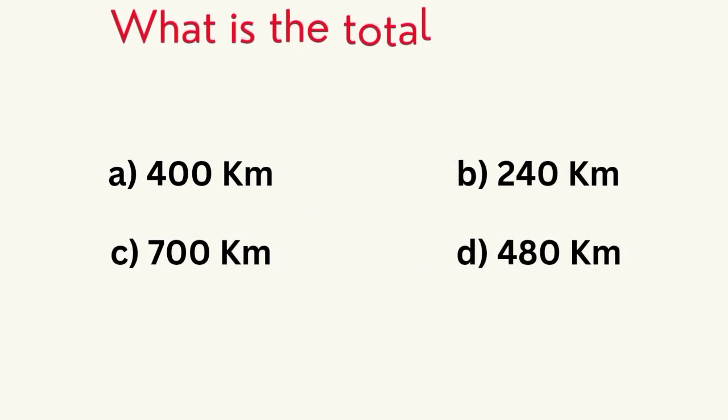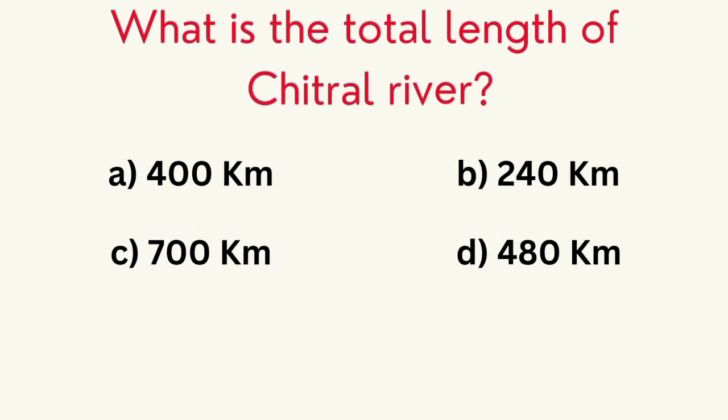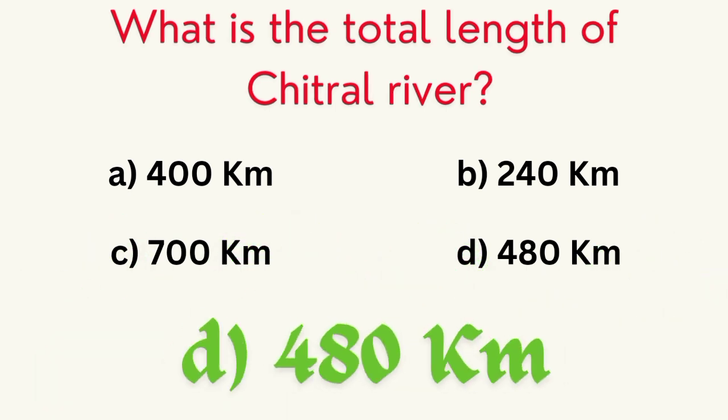What is the total length of Chitral River? A. 400 kilometers. B. 240 kilometers. C. 700 kilometers. D. 480 kilometers. Answer, D. 480 kilometers in Khyber Pakhtunkhwa.